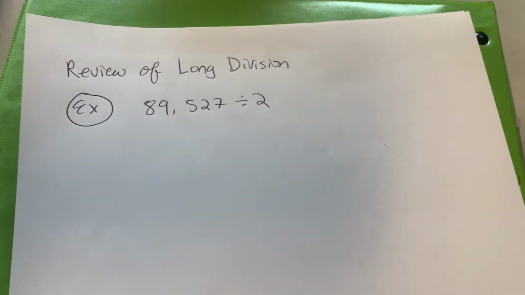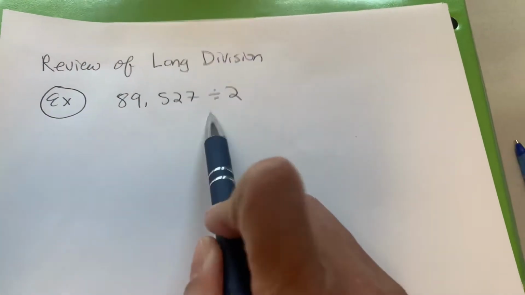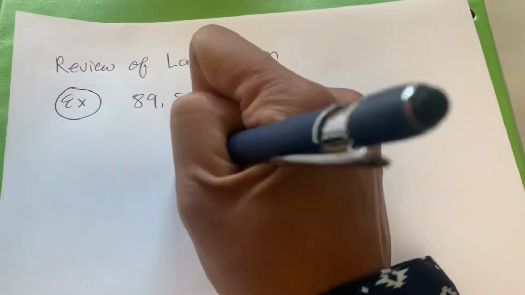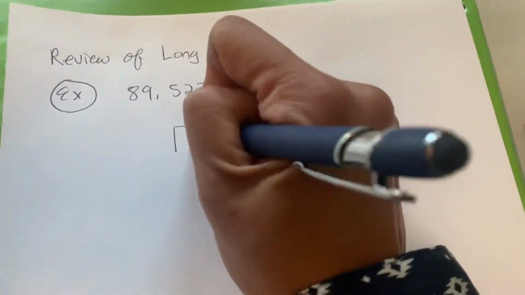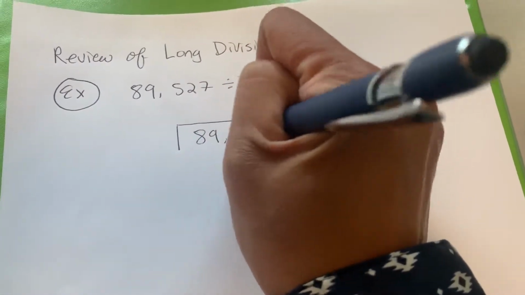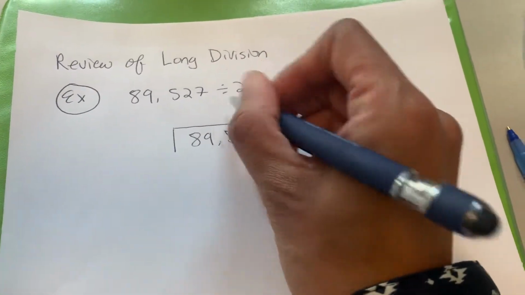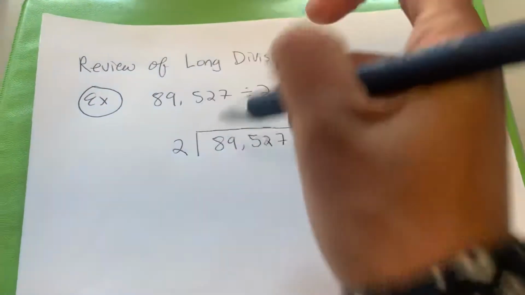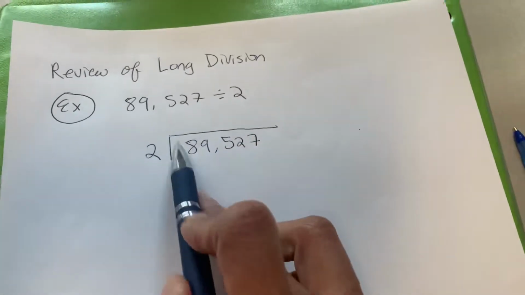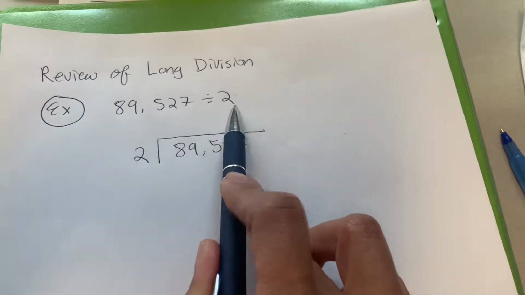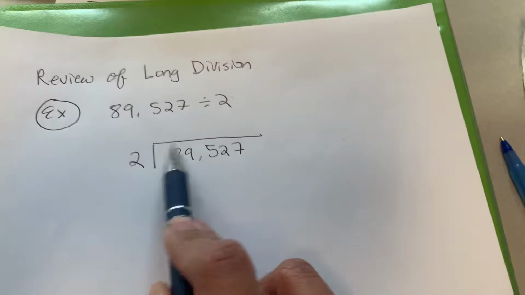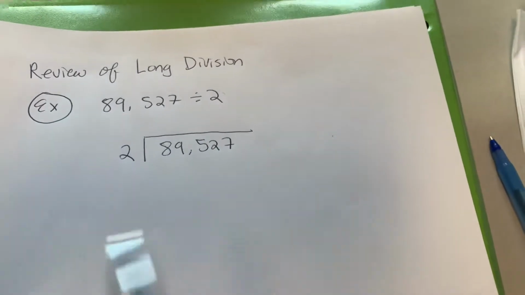Whenever you have a number divided by a number, we're going to do long division, and how that's written is I have 89,527 under the house, and outside the house is the second number, which is 2. So the first number goes inside the house and the second number goes outside the house. And this is called long division.